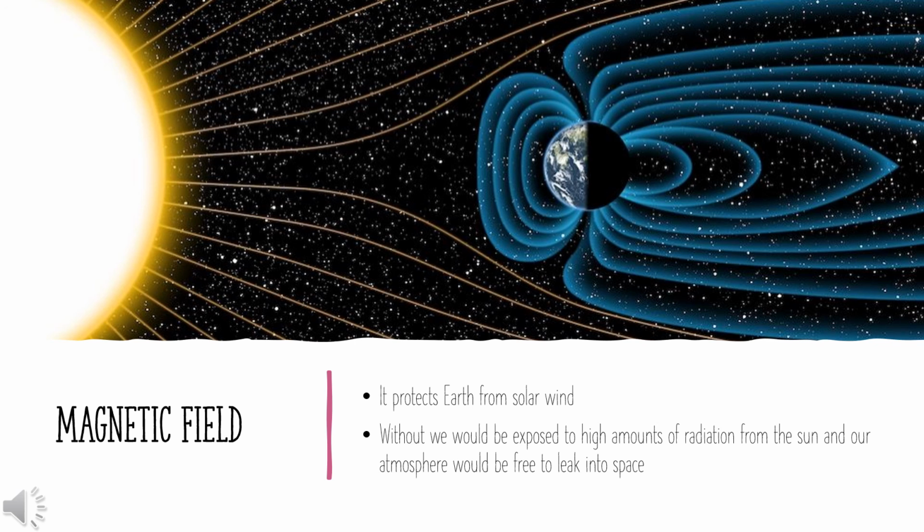So that wraps up why Earth is a habitable planet, due to mass, position from the sun, and magnetic field.